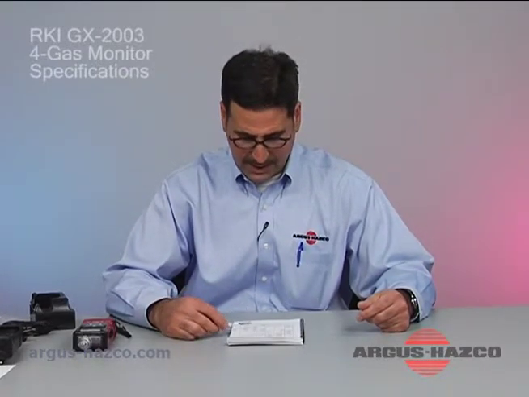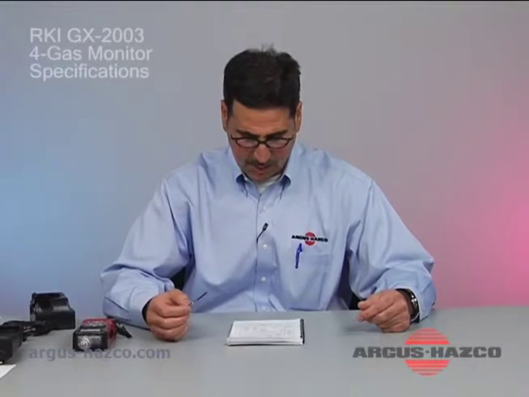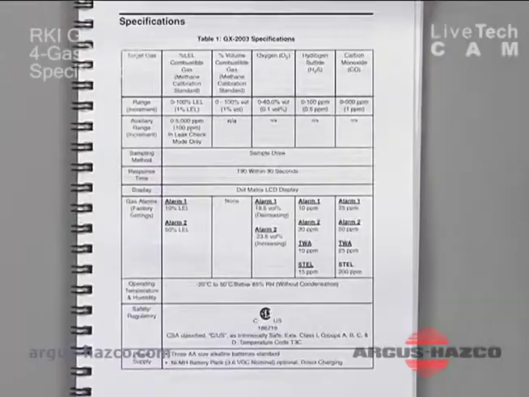Hydrogen sulfide is alarming at 10 ppm on the low end, 30 ppm on the high end. There's also an alarm for time-weighted average and also for short-term exposure limit at 10 ppm and 15 ppm.